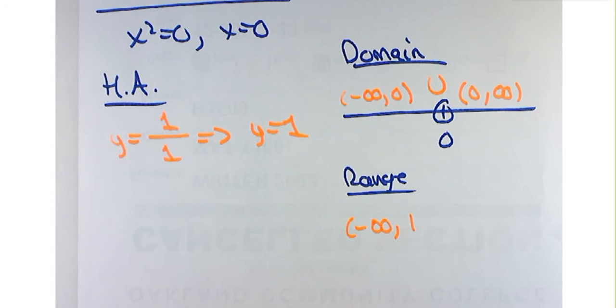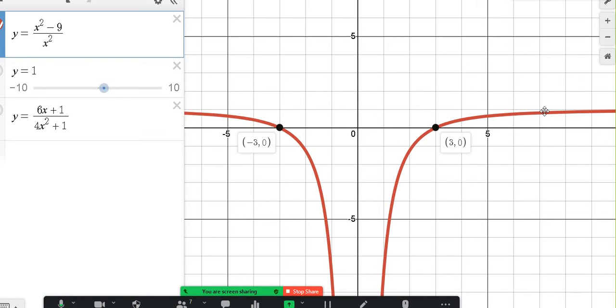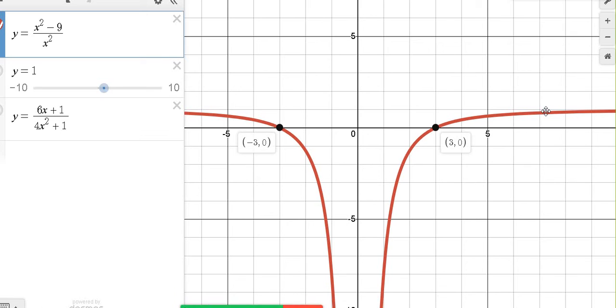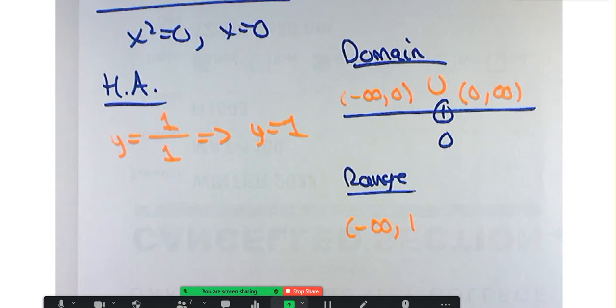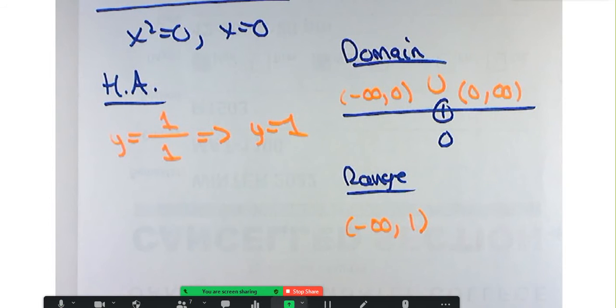Now here's the big question. Is that 1 going to get a bracket or a parenthesis? Does this graph ever touch y equal 1? Parentheses, because it gets close to, but it never quite touches. So the correct answer there would be a parenthesis. Beautiful.